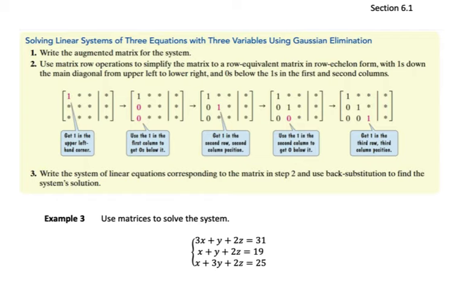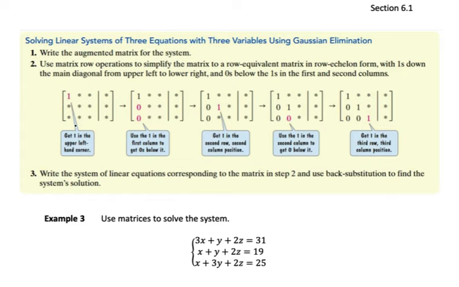In this video for section 6.1, we're going to talk about how to use Gaussian elimination to solve a linear system of three equations with three variables. It's pretty similar to solving a system with two equations, there are just more steps. So first you're going to write the augmented matrix, and then you're going to use matrix row operations to put the matrix into row echelon form.